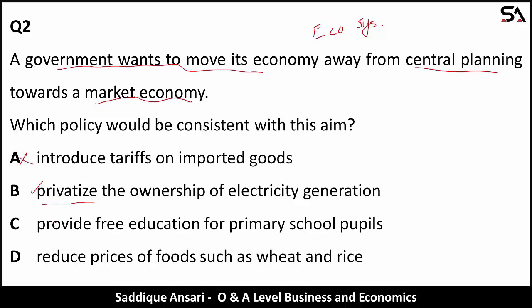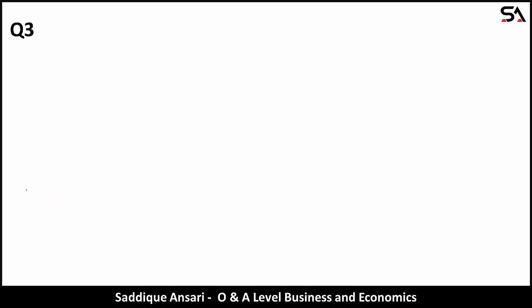Provide free education for primary school pupils. That will not be the answer, because providing free education by government doesn't mean that the economy is moving towards market economy. Reduce prices of foods such as wheat and rice. Price reduction should be an automatic mechanism through the forces of demand and supply, and that should not be through government intervention. So that is not consistent with the option, hence B is our answer. Let's move to the next question.